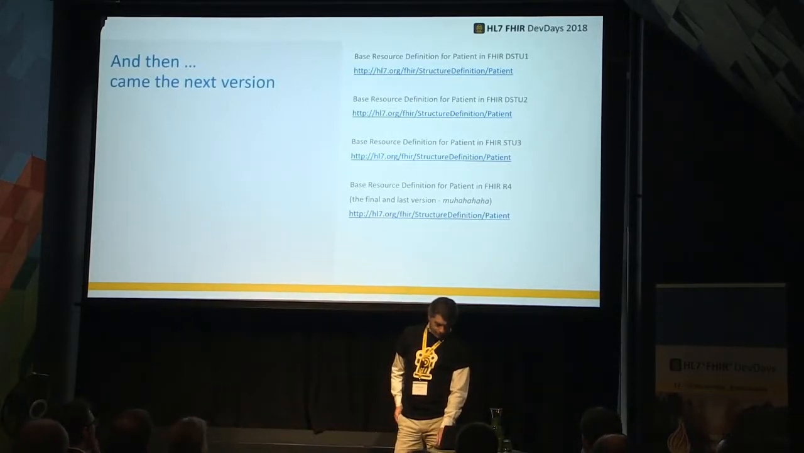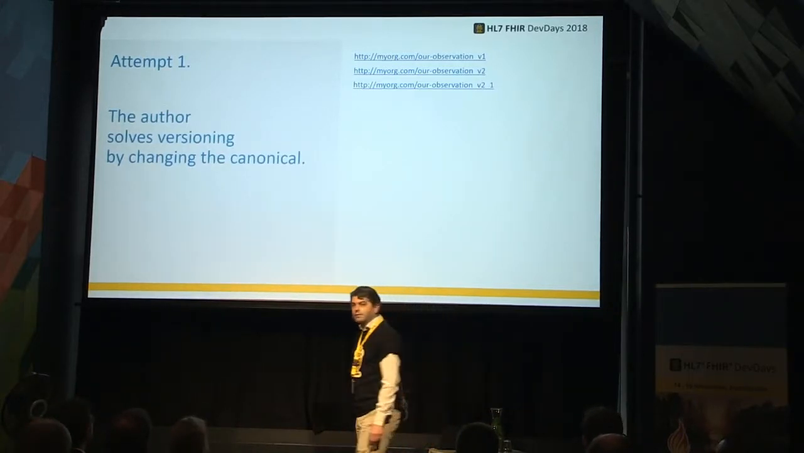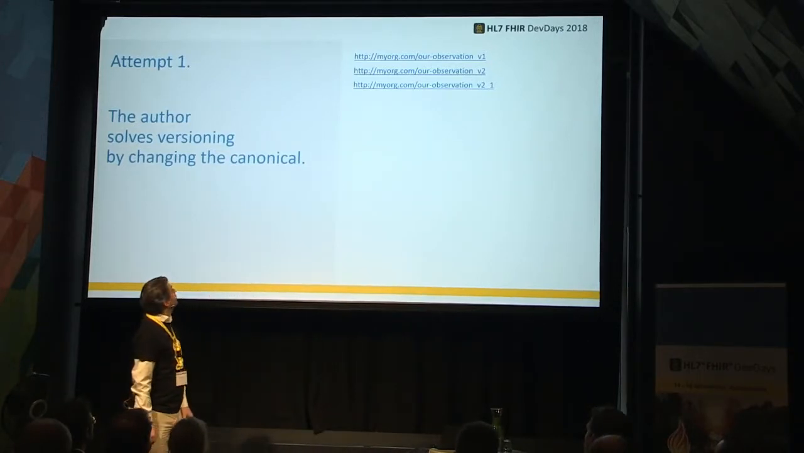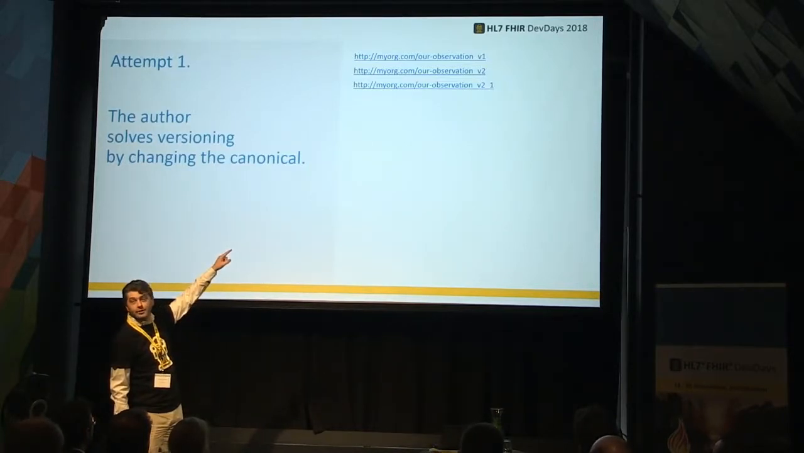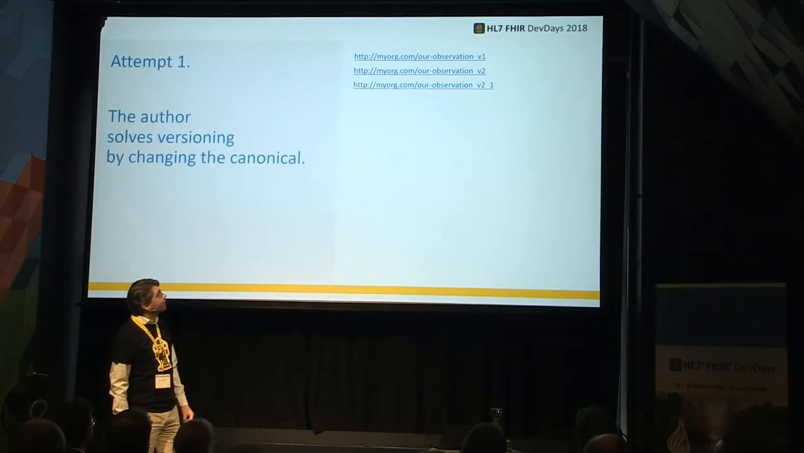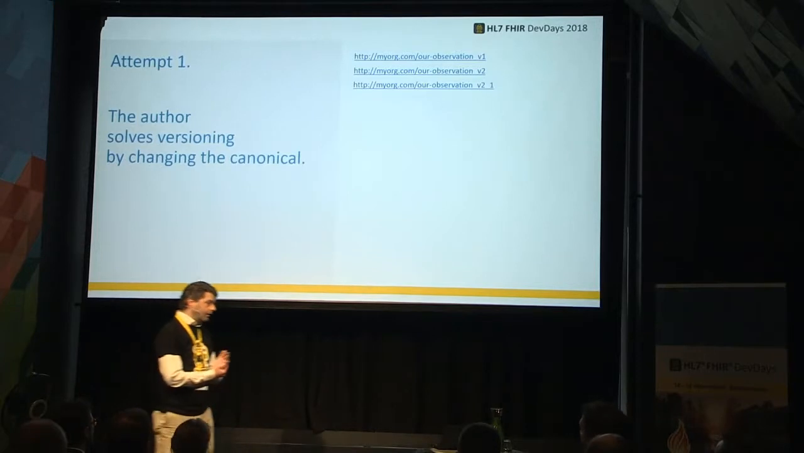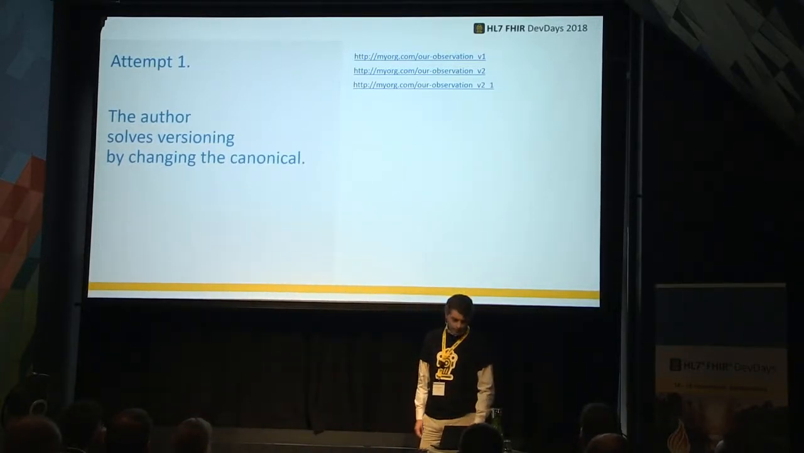So the first thing we tried in FHIR to solve that problem is by changing the canonical itself. You cannot see it here, but the line of the URL hides the underscore, and in the space that you think you see, there are underscores there. So that is a canonical URL that has become version specific. Now, in itself, that solves part of the problem, because now, once again, you have globally unique identifiers.